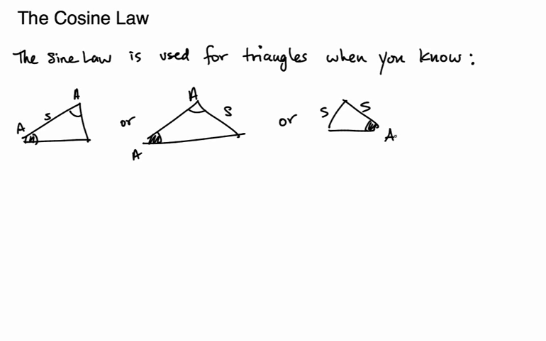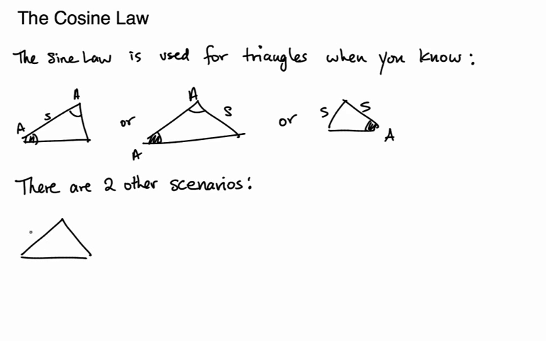But there are two other scenarios. And for these, we're going to need a new law called the cosine law. One of them is if you know two sides and the angle in between. And another is if we know all three sides and we have no angles at all. Again, for these, we're going to use the cosine law. So let's draw a picture and explain the law.